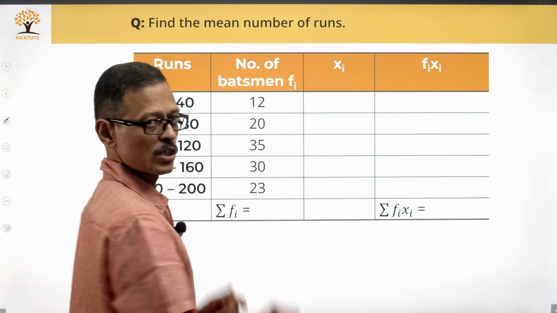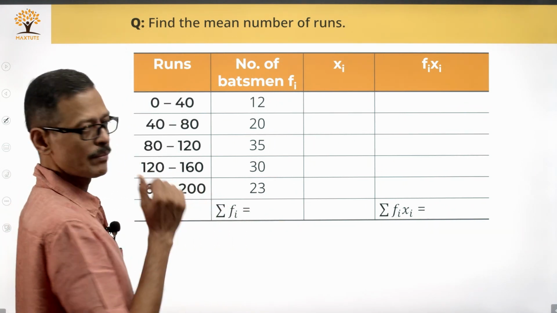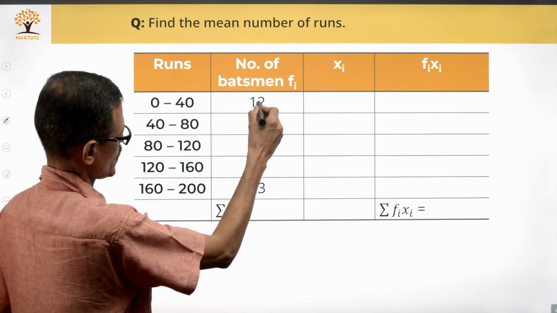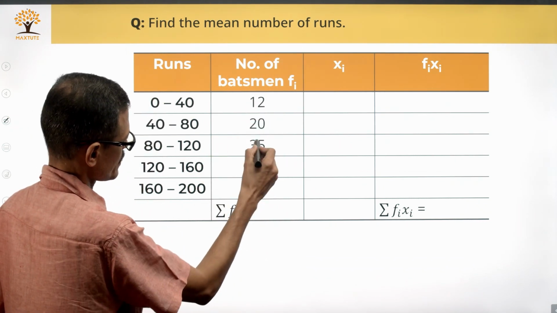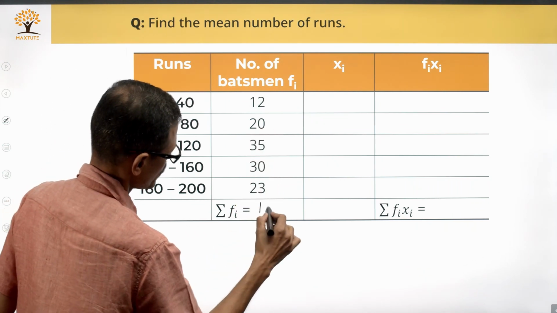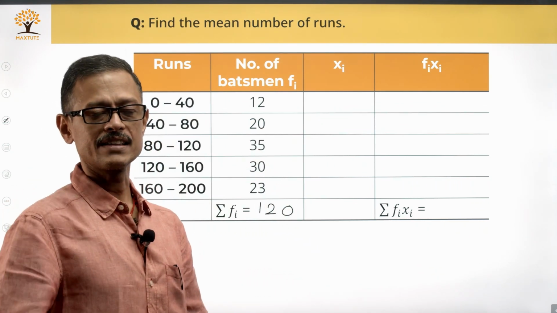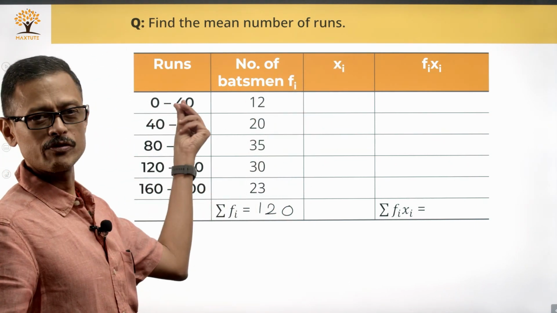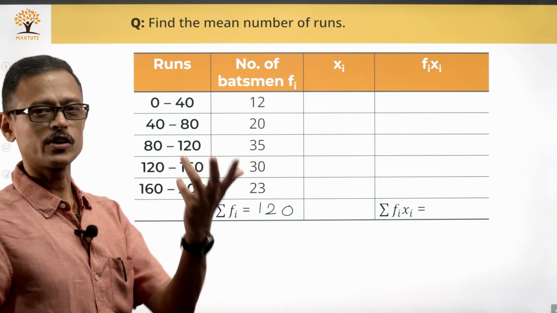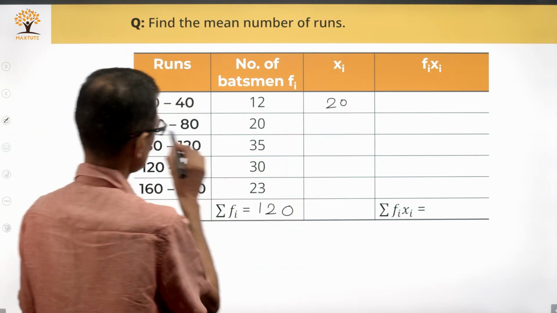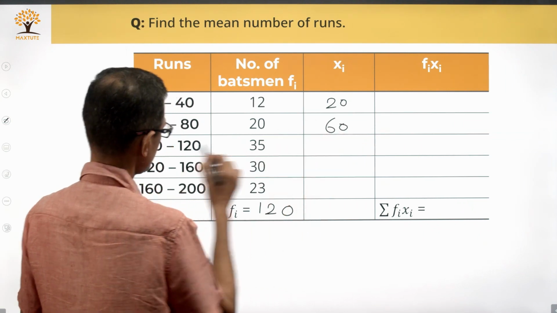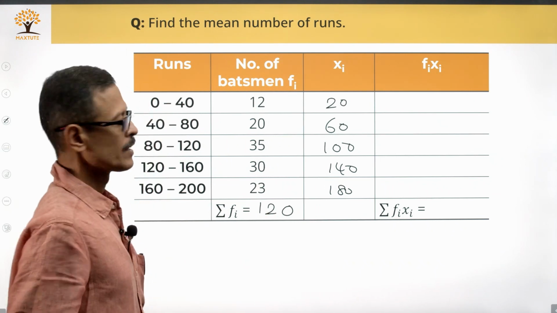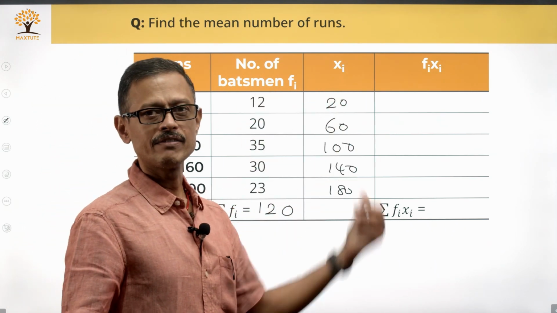So let's quickly find out the total number of batsmen that we have. That will give us sigma fi, the frequency in each of these class intervals, summed up. So this is 12 plus 23 is 35, 35 plus 35 is 70, 100, 120. Total number of batsmen for whom we have data is equal to 120. Let's compute xi. Xi is the middle value. 0 to 40 is the range, so the middle value is going to be 0 plus 40 by 2, which is equal to 20. Then 40 plus 80 by 2, which is going to be equal to 60, 100, 140 and 180. We have the frequency for each of these and we have the mid value xi for each of these.